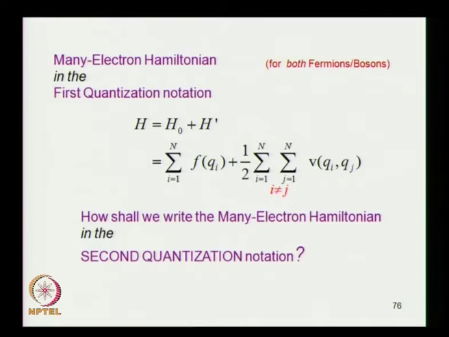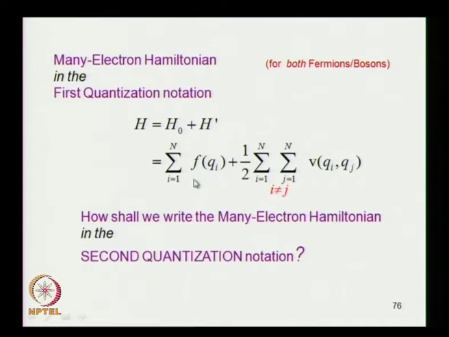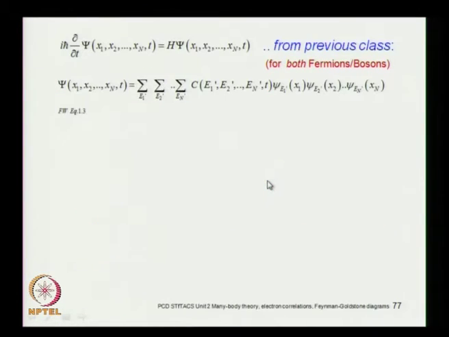So, now let us ask ourselves how to write the many electron Hamiltonian in the second quantization formulation. Okay. So, we have a many electron Hamiltonian in the first quantization formulation. It is a sum of all these single particle operators and the 2 particle operators. This we have discussed at great length in the context of the Hartree-Fock formalism in the previous course, right. So, you have sufficient familiarity with this, and I will use that in our discussion now. So, this is your many electron Hamiltonian, which is the sum of the single particle and the 2 electron operators.